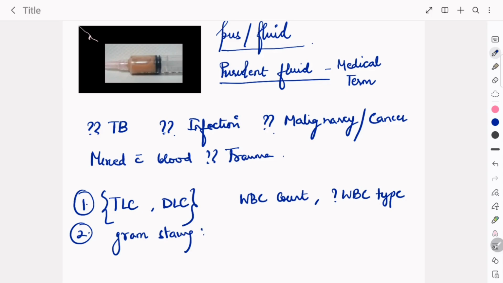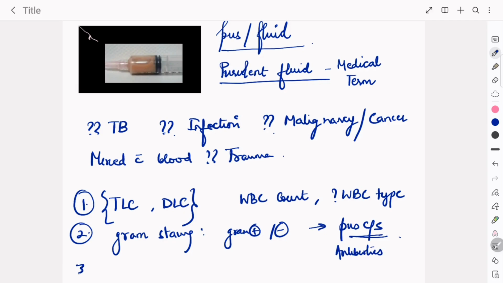Second step, do gram staining to see if there is any bacterial role. If there is any bacterial etiology to it, gram positive or negative. Now, after gram staining, pus culture and sensitivity to detect the antibiotics.